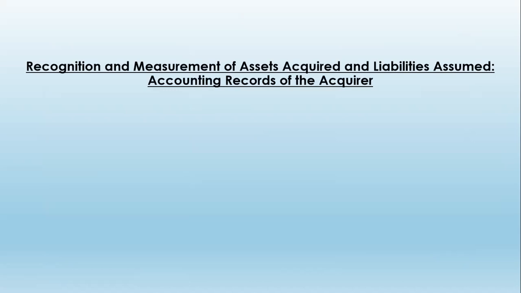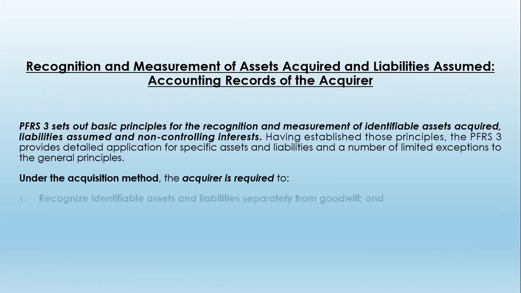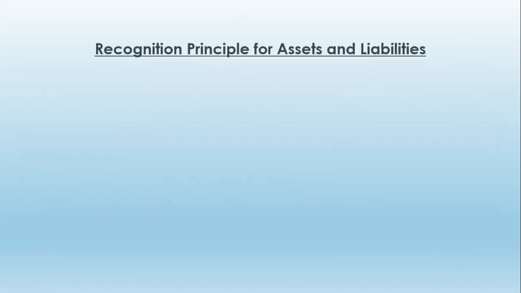Recognition and measurement of assets acquired and liabilities assumed, accounting records of the acquirer. PFRS 3 sets out basic principles for the recognition and measurement of identifiable assets acquired, liabilities assumed, and non-controlling interest. Having established those principles, PFRS 3 provides detailed application for specific assets and liabilities and a number of limited exceptions to the general principles. Under the acquisition method, the acquirer is required to recognize identifiable assets and liabilities separately from goodwill and measure such assets and liabilities at their fair values on the date of acquisition.